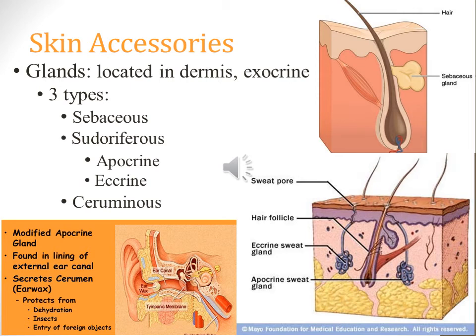And we have two types of sudoriferous glands, right? And we're dealing with sweat here, so we're dealing with water, salt, urea, uric acid, that kind of substance. We have two types. First are apocrine. Apocrine do not start functioning until after puberty. There's about 2,000 of them.